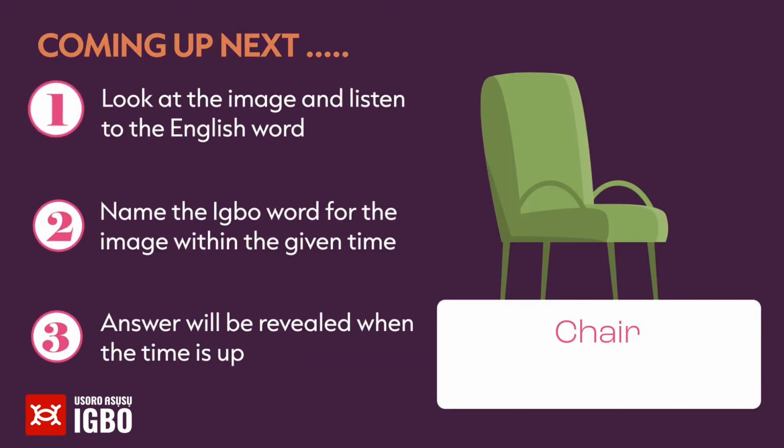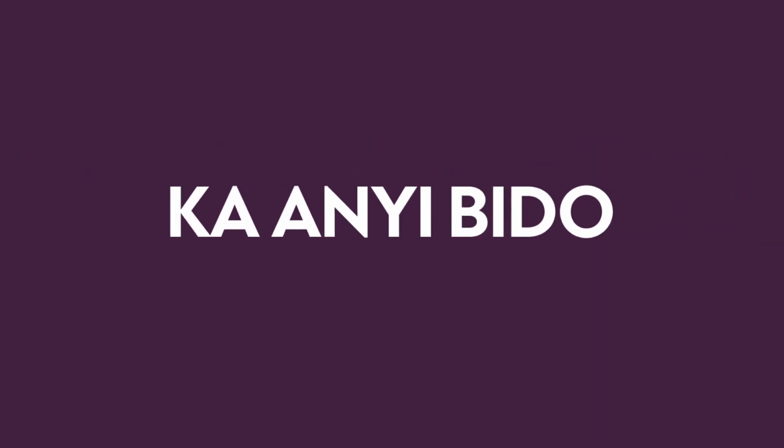1. Look at the image and listen to the English word. Chair. 2. Name the Igbo word for the image within the given time. 3. The answer will be revealed after the time is up. Oche. Anyị bido.